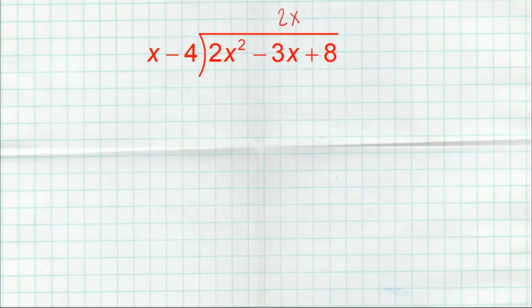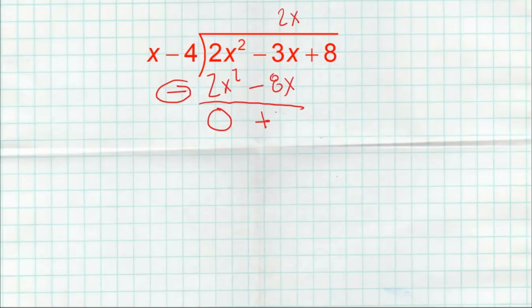I need a 2x. X times 2x is 2x squared. Negative 4 times 2x is negative 8x. And now here's the one thing a lot of students mess up on: we have to subtract. Remember, I write that minus sign, I circle it so I don't forget. 2x squared minus 2x squared is 0. They're gone. Negative 3x minus negative 8x turns into a positive 5x. Write that out if you need to. Negative 3x minus negative 8x. You'll see that 2 negatives will turn into a positive, and negative 3 plus 8 is positive 5. And I'm going to bring that 8 down as well.